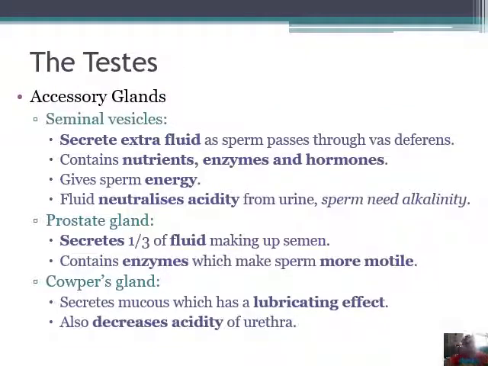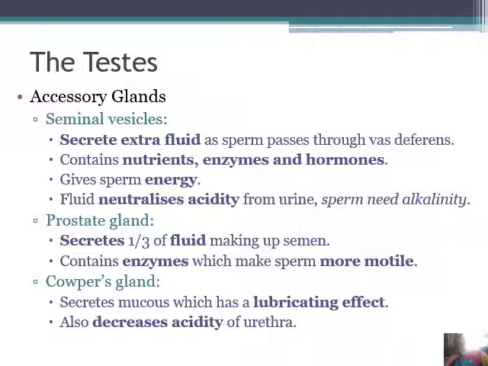Now we're going to look at the accessory glands. You'll find your seminal vesicles. They secrete extra fluid as sperm passes through the vas deferens. This contains nutrients, enzymes, and hormones. This is where we're going to start creating movement within the sperm, because until now the sperm in the epididymis that's been moving up the vas deferens are not moving themselves. The body itself is pushing that sperm up the vas deferens. Once it gets past the seminal vesicles, that is when we start allowing the sperm to become more active, as it gives the sperm energy.